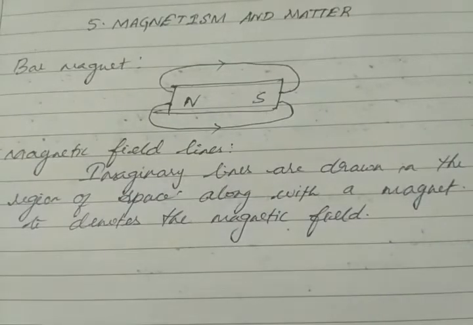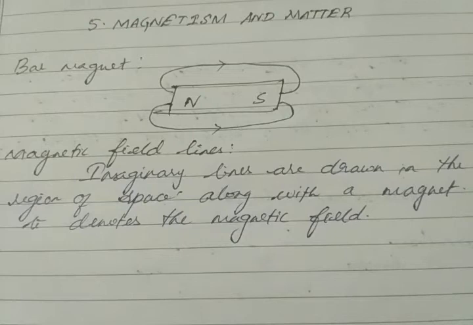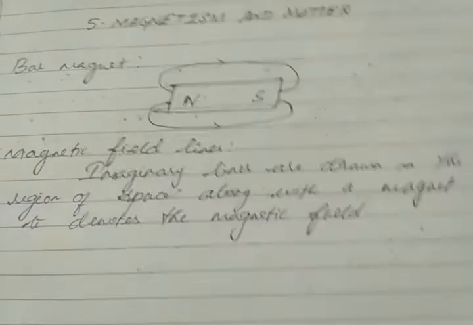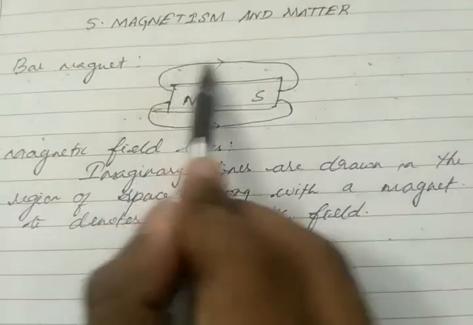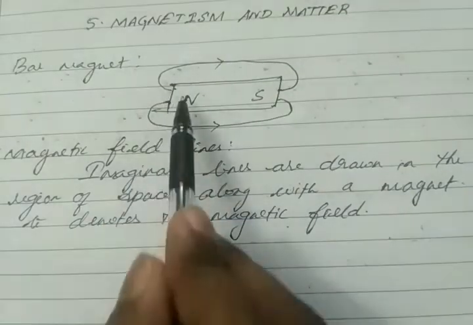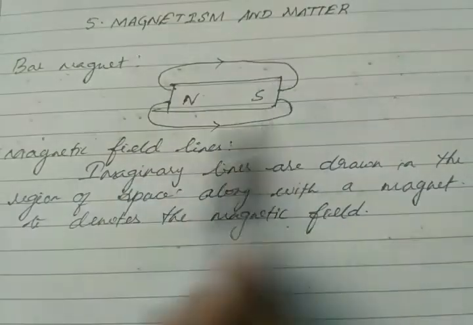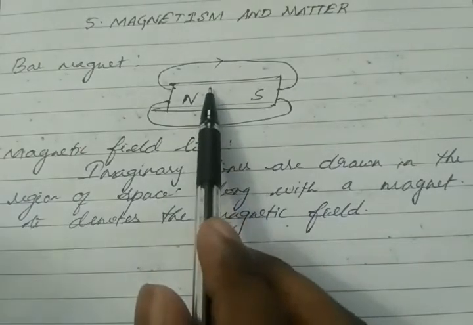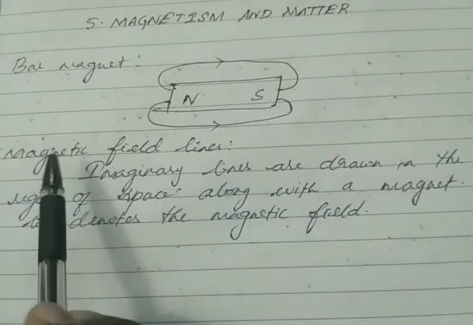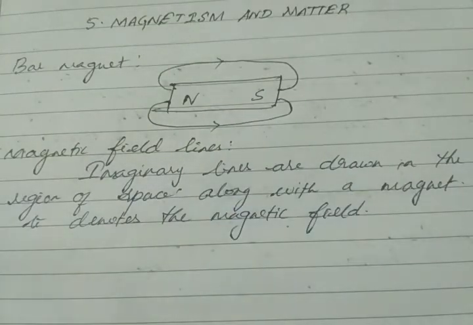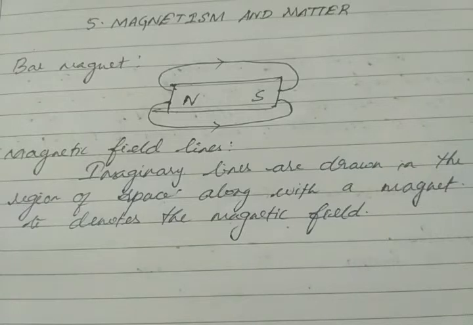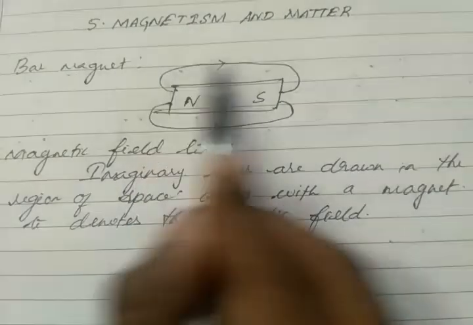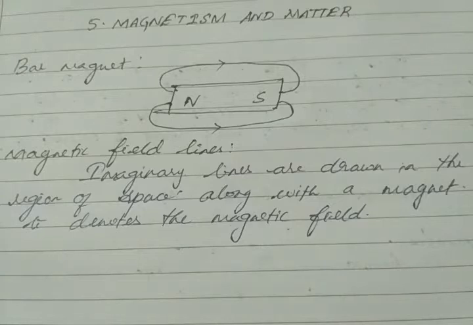So we can say the magnetic field lines are the imaginary lines drawn in the region of space along with a magnet to denote the magnetic field. So this is our magnet, and we draw some lines to denote the magnetic field around this region. Field means if any other magnetic charged particle or any other magnetic material enters this region, it may be attracted by the magnet or repelled by the magnet; that region, that space, is known as the magnetic field. So these imaginary lines are known as magnetic field lines, right?